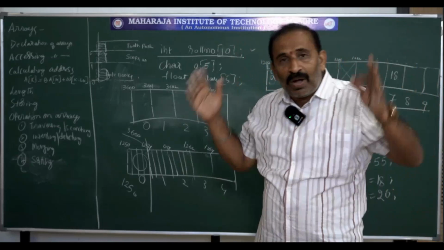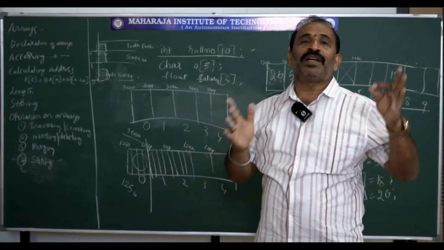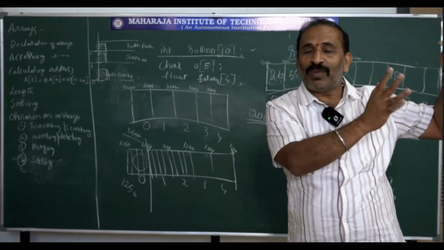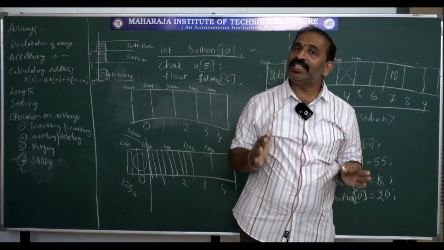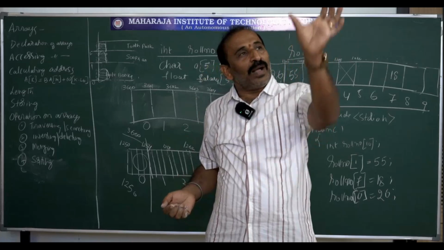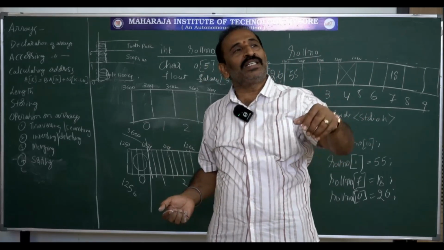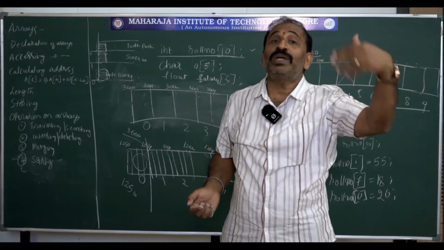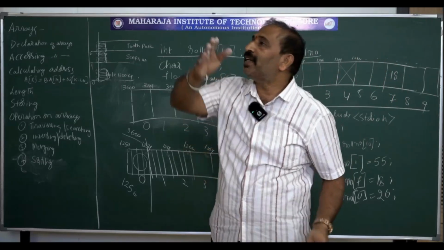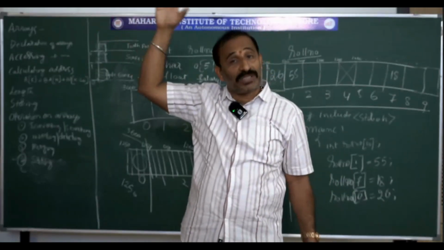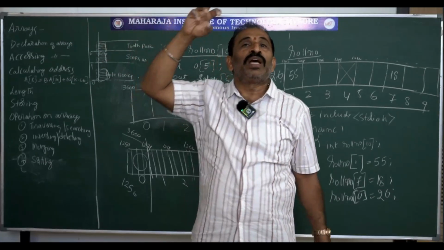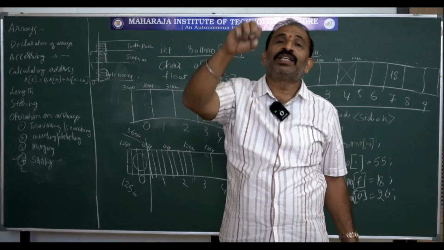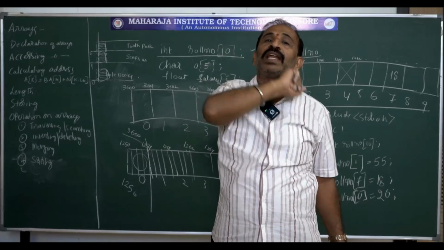But I am always comparing array at one level, one side, rest of the data structure in other level. The reason is this: arrays permit you to access any value directly, whereas rest of the data structure you will be studying in your 3rd semester, they don't have that facility. Random access is permitted only in arrays.